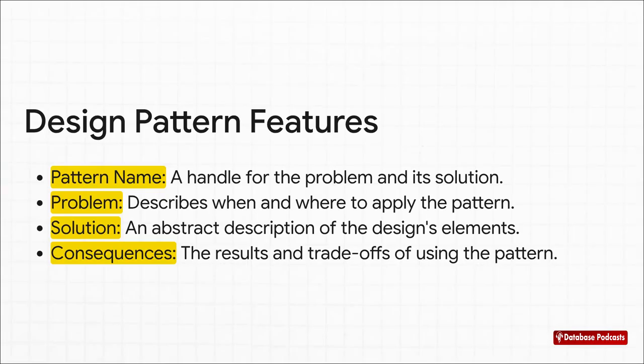You know, every official design pattern really has 4 key parts. You've got the name, that's the handle you grab onto. Then there's the problem, which tells you when and why you'd even use it. The solution gives you the abstract design, the blueprint itself, and maybe most importantly, the consequences. Because let's be real, in coding, there are always trade-offs.